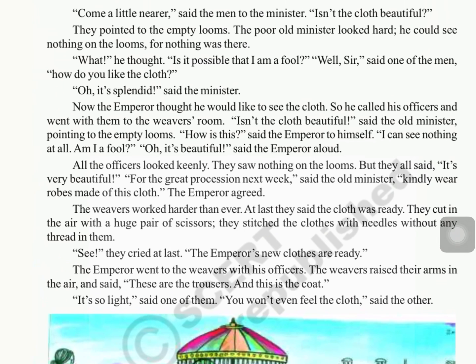The emperor agreed. Robes. Robes means a loose garment, children. A long loose outer garment reaching to the ankles, meaning above the foot. So you have to put on these robes when the great procession is there next week.